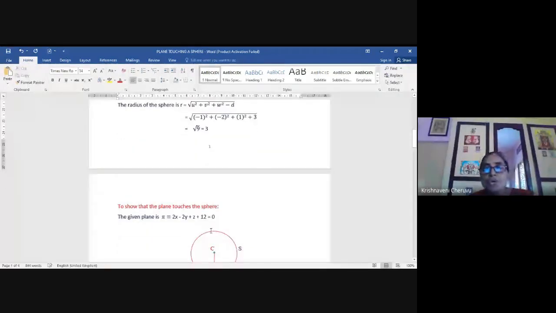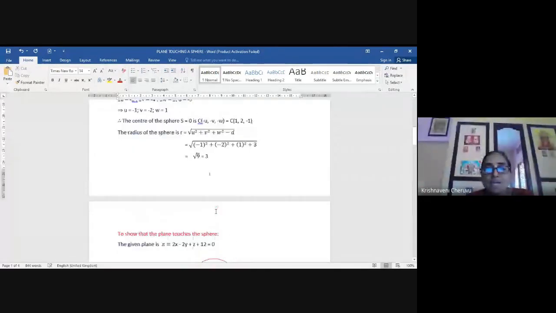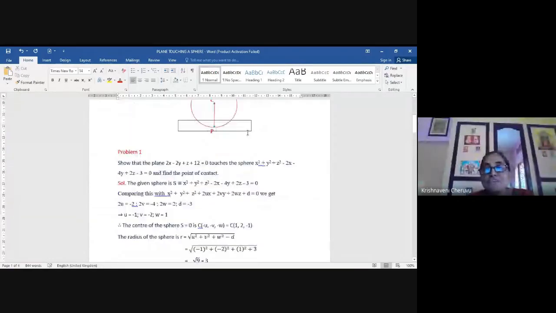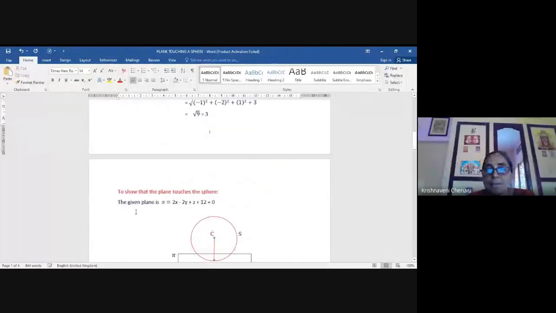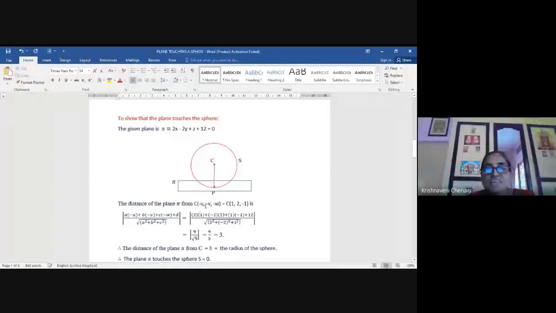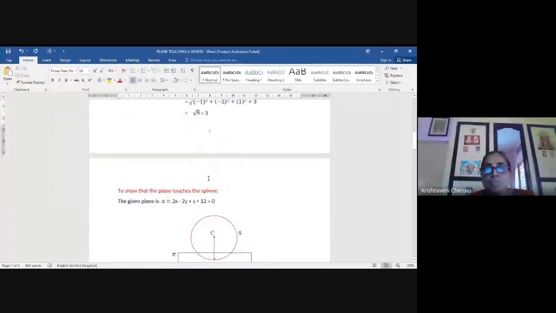So now what I have to do is first find out the distance of the plane from the center of the sphere. To find that out, this is the given plane. So you are going to find out the distance of this plane from the center of the sphere. See, center of the sphere, just now we found out 1, 2, minus 1.